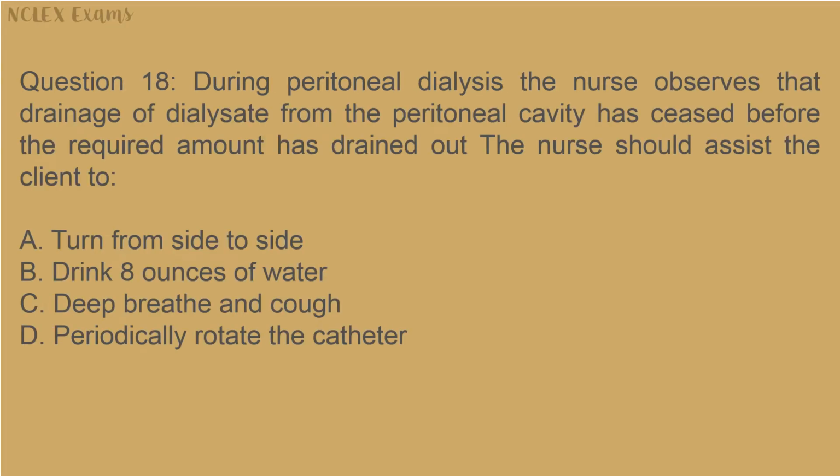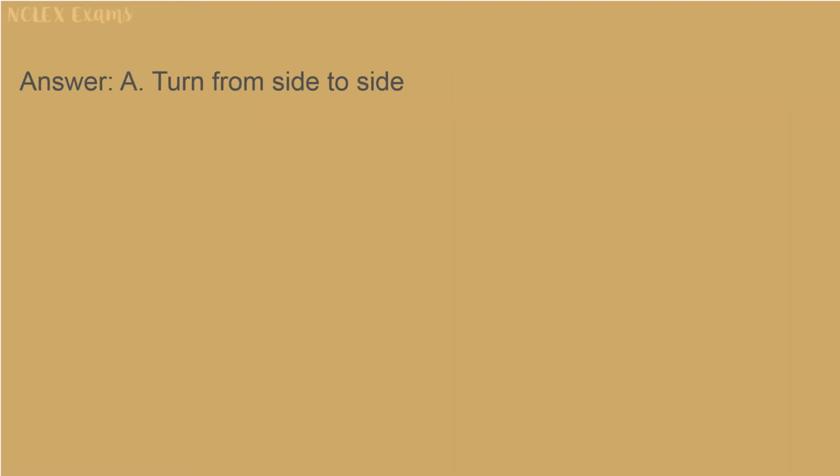Question 18. During peritoneal dialysis, the nurse observes that drainage of dialysate from the peritoneal cavity has ceased before the required amount has drained out. The nurse should assist the client to A. Turn from side to side, B. Drink 8 ounces of water, C. Deep breathe and cough, D. Periodically rotate the catheter. Answer: A. Turn from side to side.